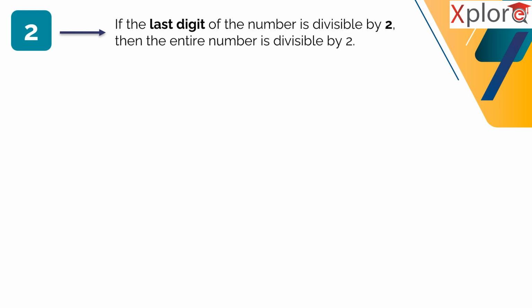Now, divisibility rule 2. We can say a number is divisible by 2 when the last digit of the number is divisible by 2. Let's see with an example now. 564 when divided by 2, we need to check only the unit digit here, which is 4, and when 4 is divided, it is leaving remainder 0. Hence, we can say that 564 is exactly divisible by 2.